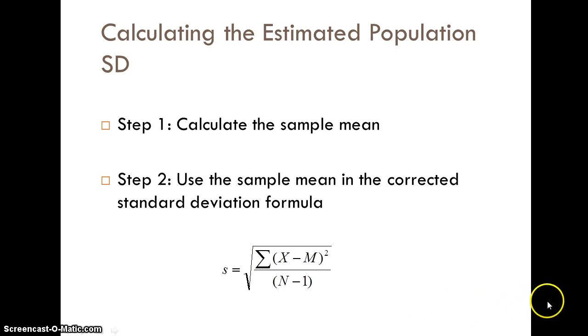In order for us to do this, this should look pretty familiar. We calculate our sample mean, we use that sample mean in the corrected standard deviation formula, so we take each individual score, subtract out the mean, we square that value, and then we add all the squares together. And then we divide by the number of scores in our sample minus 1.